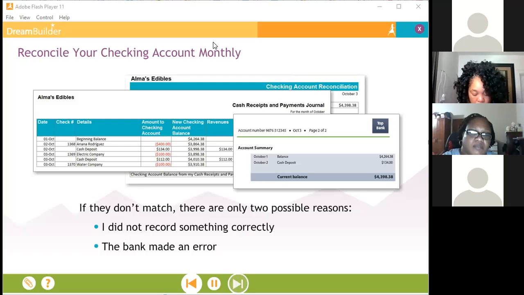If you know that math is not your thing and accounts is not your thing, you hire someone to do it for you. Okay, there's nothing wrong with that. Not everybody loves finances. Not everybody loves figures.